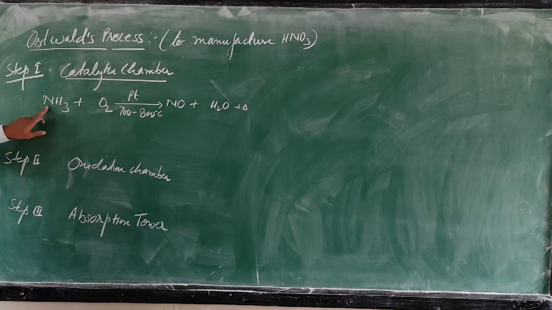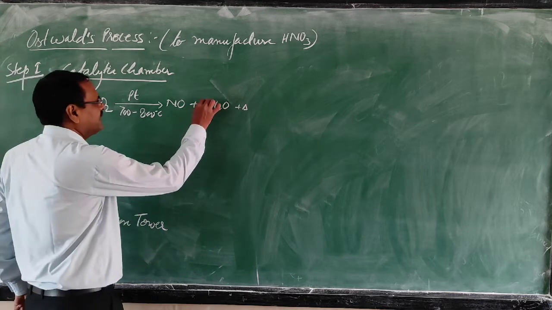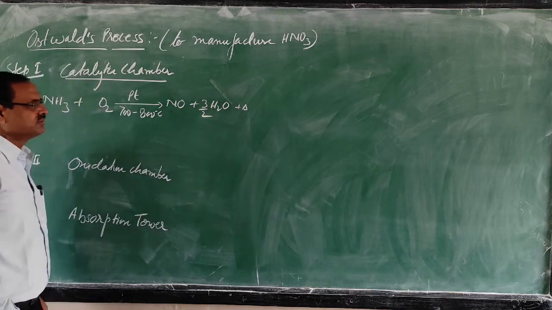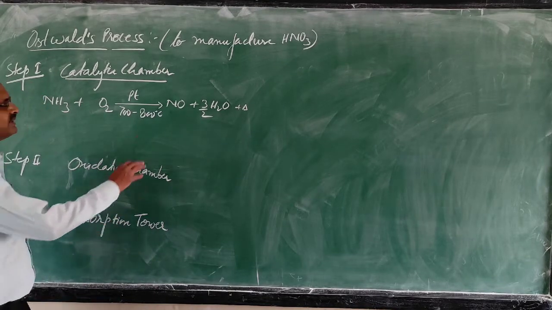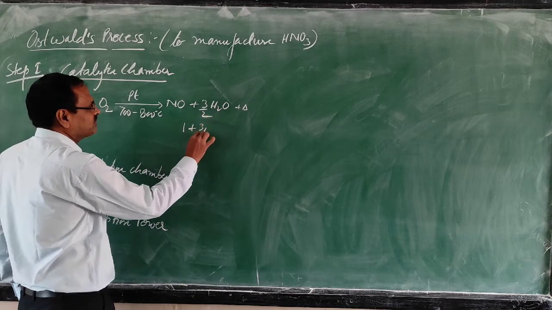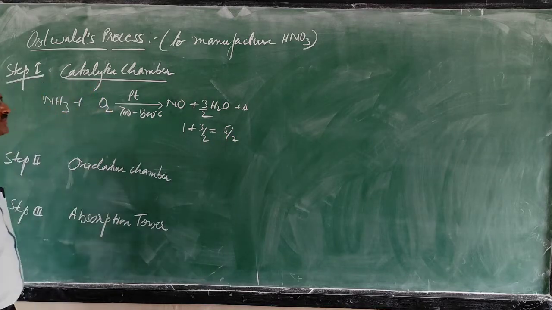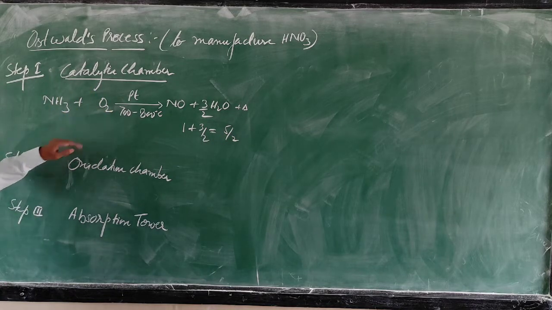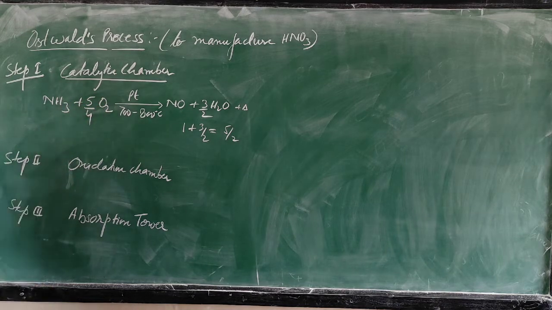It is not balanced. Nitrogen, just you see, one atom. Hydrogen 3, there are 2. You can write 3 by 2. Now hydrogen is balanced. Now the problem is for oxygen. Just you see here, one atom is there, and there 3 by 2. So if you add it, you will get 5 by 2. So how can we make it 5 by 2? You can multiply here with 5 by 4. Now it is 5 by 2. So this one is balanced.